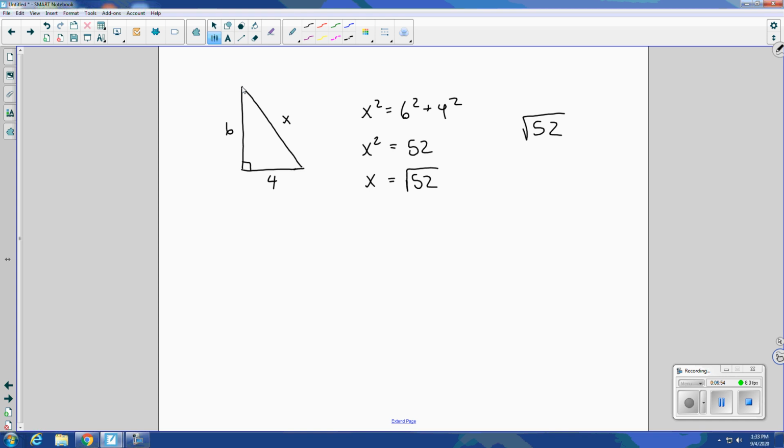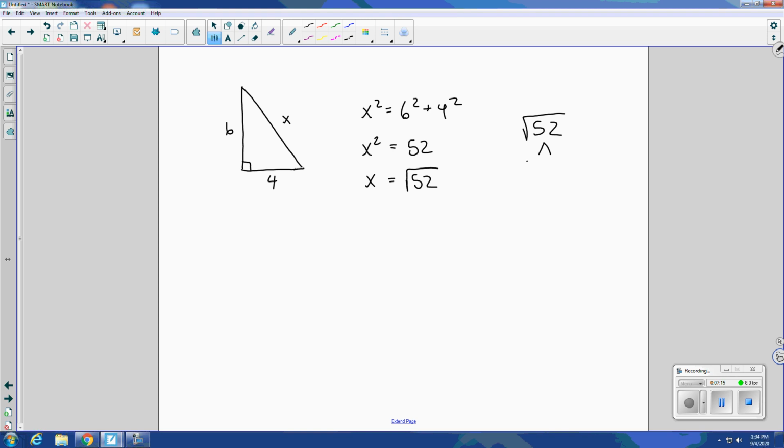We need to simplify the square root of 52. The first thing you want to do is check to see if it's a perfect square. 52 is not a perfect square. If this happened to be square root of 49, then we could just write x equals 7, right? So not a perfect square, so what we're going to do is break it down into its prime factorization. So all prime numbers multiplied together.